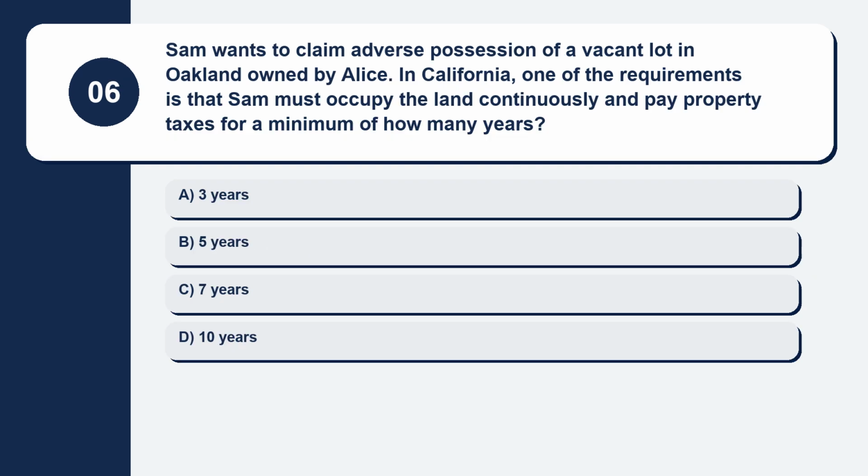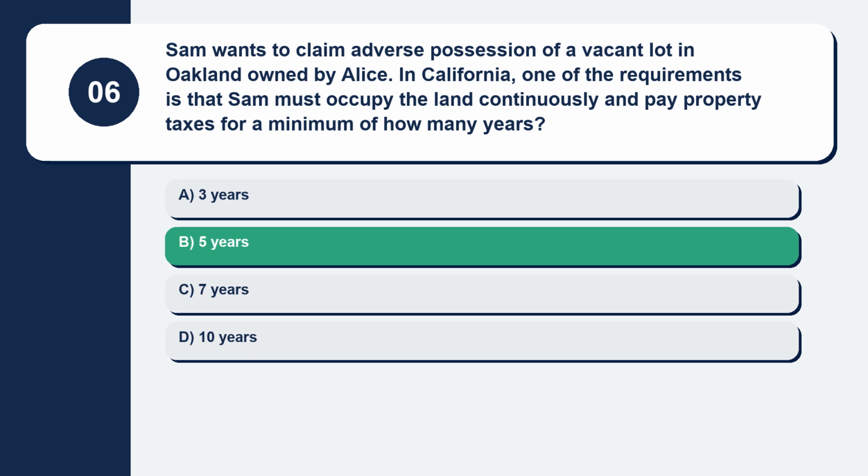Question 6. Sam wants to claim adverse possession of a vacant lot in Oakland owned by Alice. In California, one of the requirements is that Sam must occupy the land continuously and pay property taxes for a minimum of how many years? Here are your options. Option A, 3 years. Option B, 5 years. Option C, 7 years. Option D, 10 years. The correct answer is option B, 5 years.